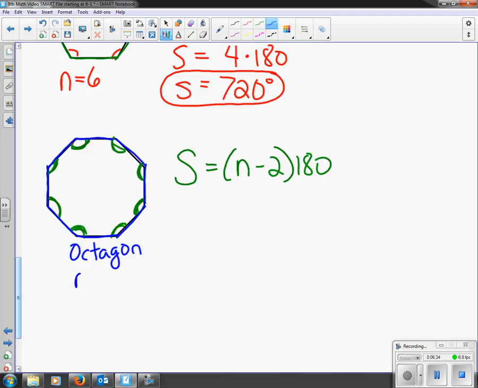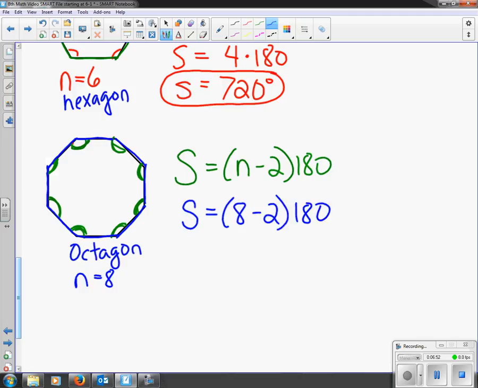Okay, so there are 8 sides. We did a hexagon up here. Yes, you need to know that octagon's 8, hexagon's 6, pentagon is 5. So S equals 8 minus 2. And then once you do that, you multiply by 180. So S equals, 8 minus 2 is 6, times 180.